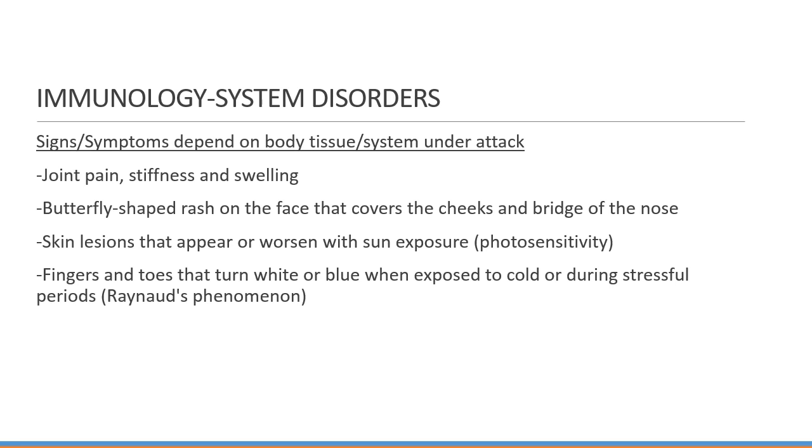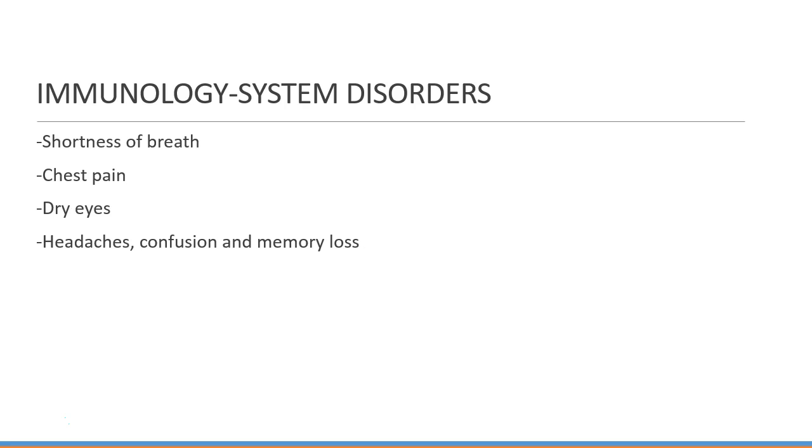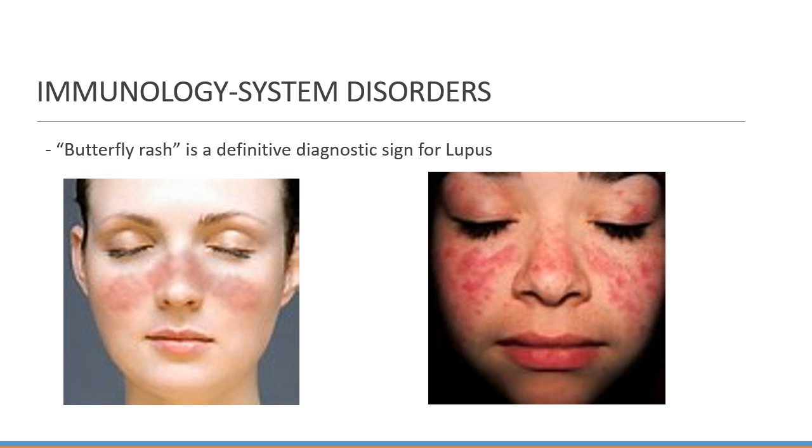Signs include a butterfly-shaped rash on the face that covers the cheeks and the bridge of the nose, skin lesions that appear to worsen on sun exposure, and fingers and toes that turn white or blue when they're exposed to cold or during stressful periods. It's called Raynaud syndrome. Other symptoms are shortness of breath, chest pain, dry eyes, headache, confusion, and memory loss. This is the butterfly rash. That's a definitive diagnostic sign for lupus.